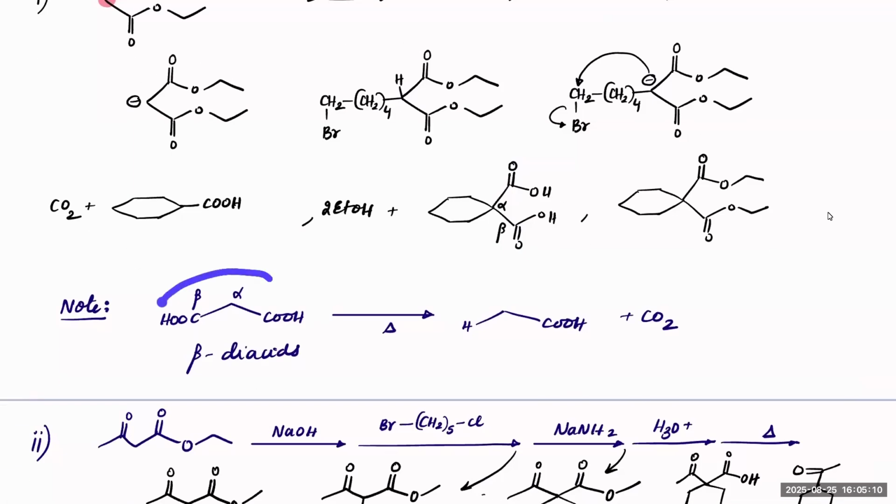This is just a hint at the bottom. You can see that if you have a beta diacid, this is alpha, this is beta. So this is a beta diacid. In a beta diacid, the carbon dioxide will be removed out of it. So therefore, that's how it will end up with one acid part.